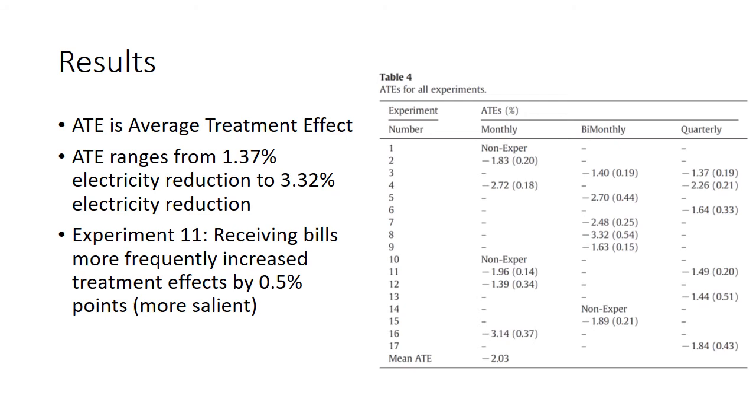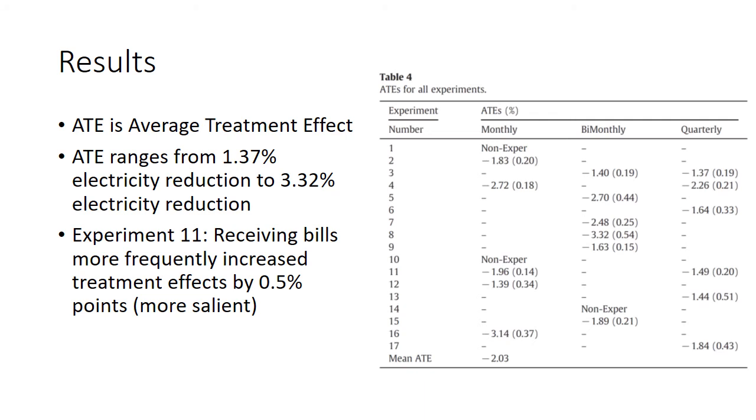So that's pretty good. It's not a ton per household, but if you add that up across all houses in the study, or all houses in a utility service area or state, then you're going to get pretty substantial reductions in electricity usage.